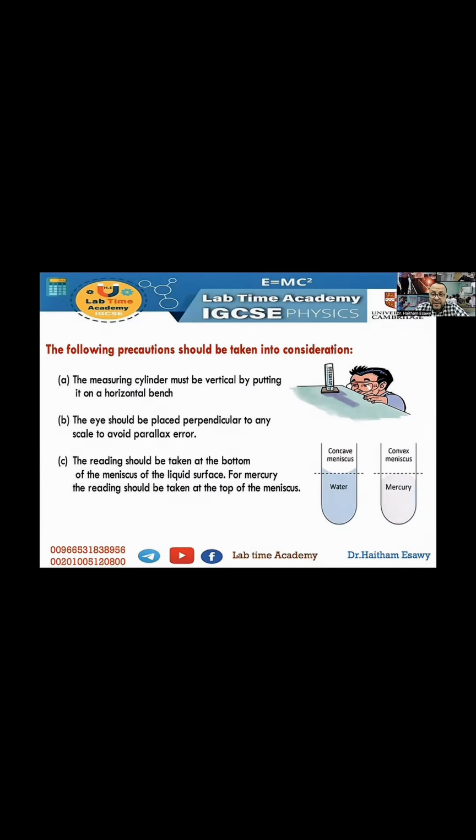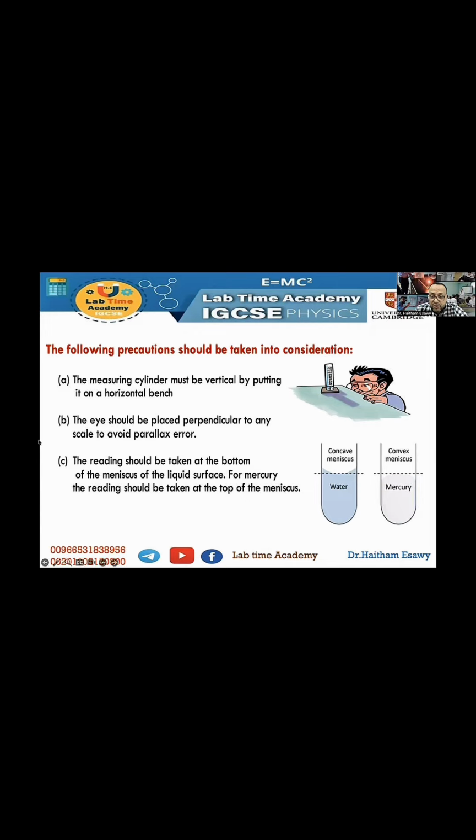Actually, if you are in the lab and you want to do a practical experiment, you have some precautions. You have to take care about each one of them. The first one, if I have a measuring cylinder that has liquid and I want to measure its volume, the measuring cylinder must be vertical, placed on a horizontal bench to get an accurate result. And then your eye should be placed perpendicular to the scale to avoid parallax.